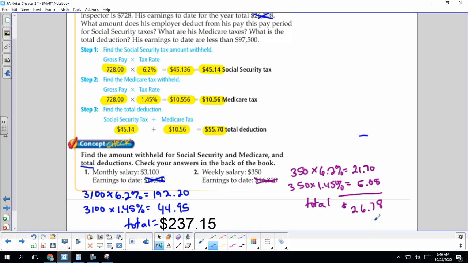Remember, this does not include state income tax or federal income taxes. This is just one small piece.